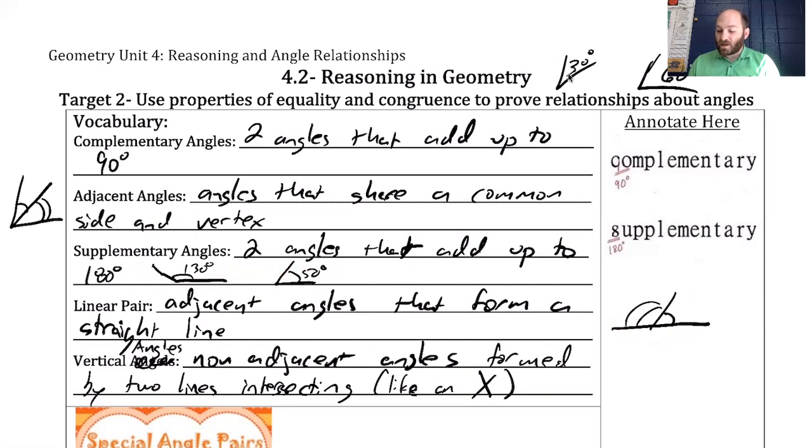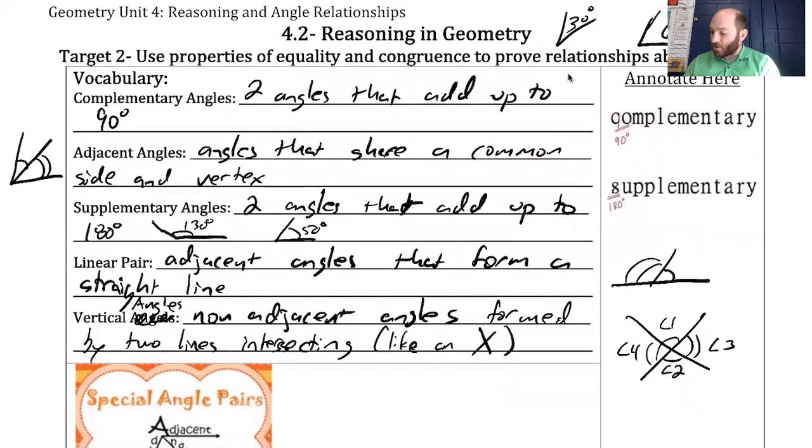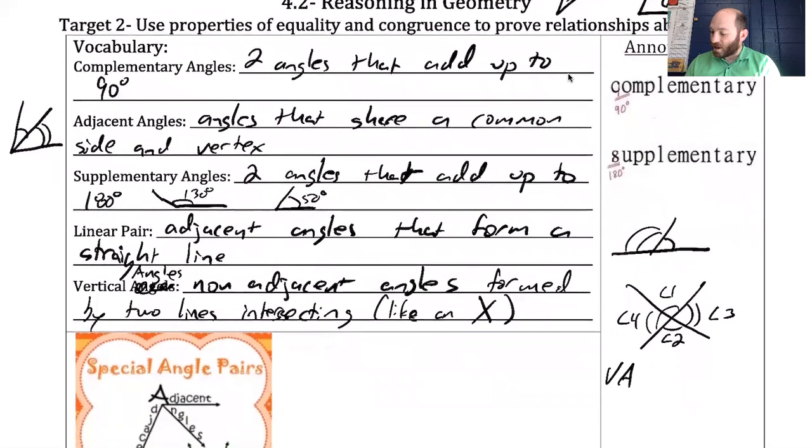Okay, the last one is what's called vertical angles. These are non-adjacent angles formed by two lines intersecting, kind of like in an X. So for example, like this, the vertical angles would be here and here, but also here and here. So if I say angle 1, angle 2, angle 3, and angle 4, then for my vertical angles, the pair would be angle 1 and angle 2, but then separately, angle 3 and angle 4.